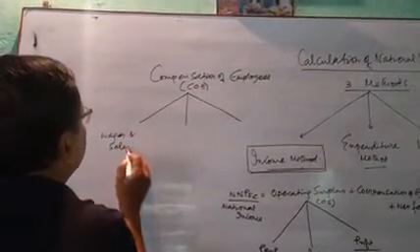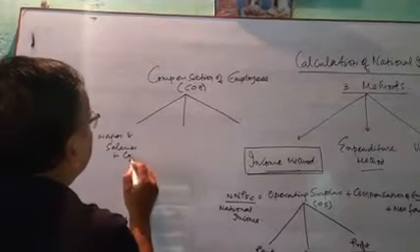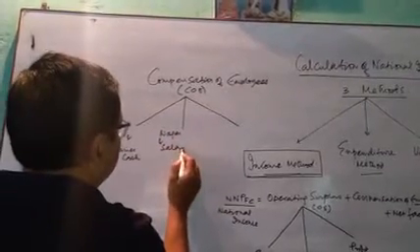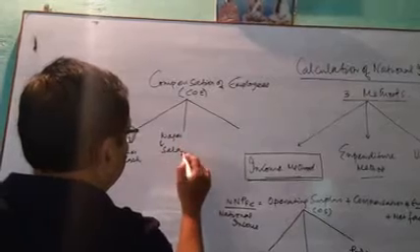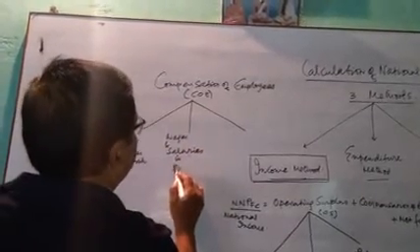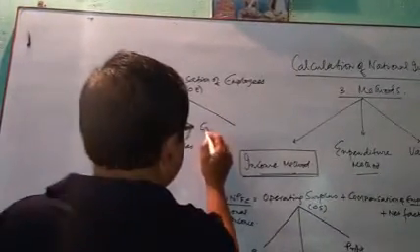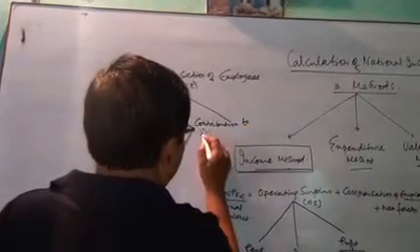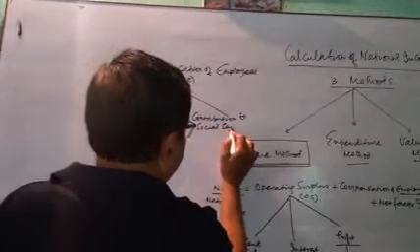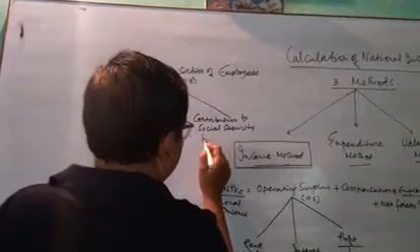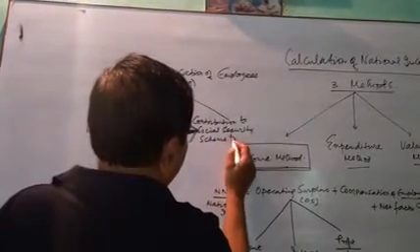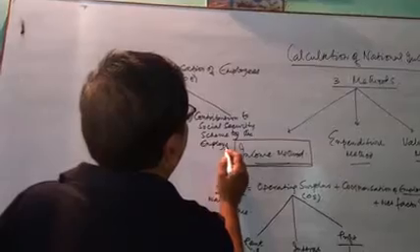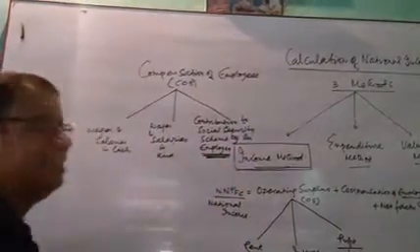Compensation of employees, or COE, has the following components: wages and salaries in cash, wages and salaries in kind, contribution to social security scheme by the employer. Again, by the employer. Employer is the most important word.